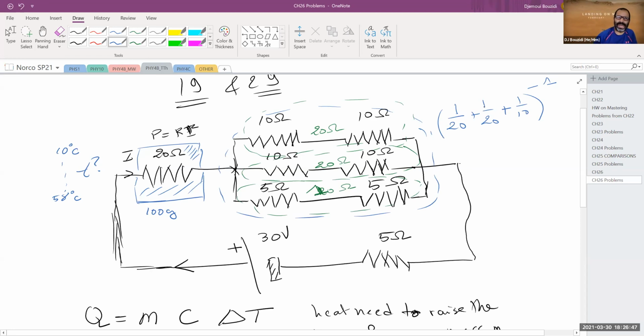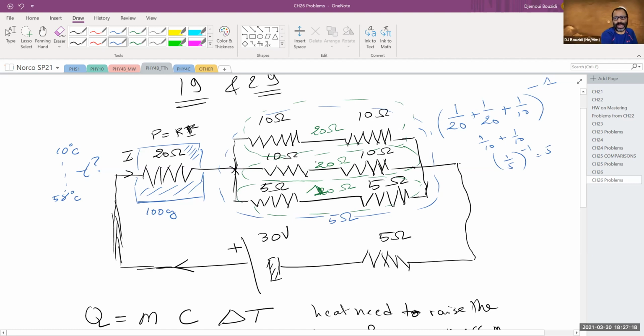Because what you have in this case when they are in parallel is the inverse of the equivalent resistance is the sum of the inverses. So if you really want to find the resistance equivalent, you have to invert it itself. So 1 over 20 and 1 over 20 is just 2 over 20, or 1 over 10 actually, and 1 over 10. 1 over 10 plus 1 over 10 is just 2 over 10, or 1 over 5. And when I invert it, it's going to be a 5. So this whole thing is just like a 5 ohm.